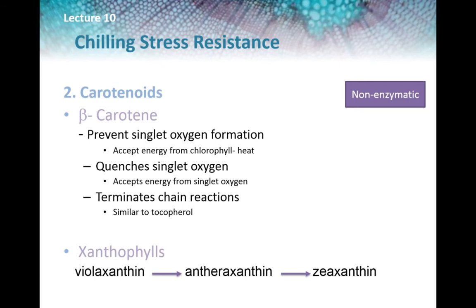In the absence of stress, violaxanthin acts as an antenna pigment. Under very high light intensities or under stress, plants convert violaxanthin to zeaxanthin through the intermediate antheraxanthin. Zeaxanthin dissipates the excess photosynthetic energy as heat. In the dark, zeaxanthin is converted back to violaxanthin.